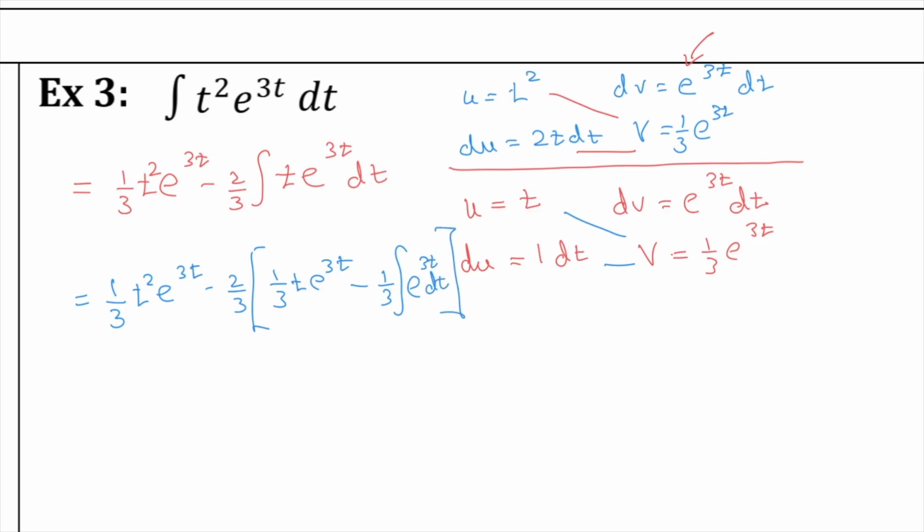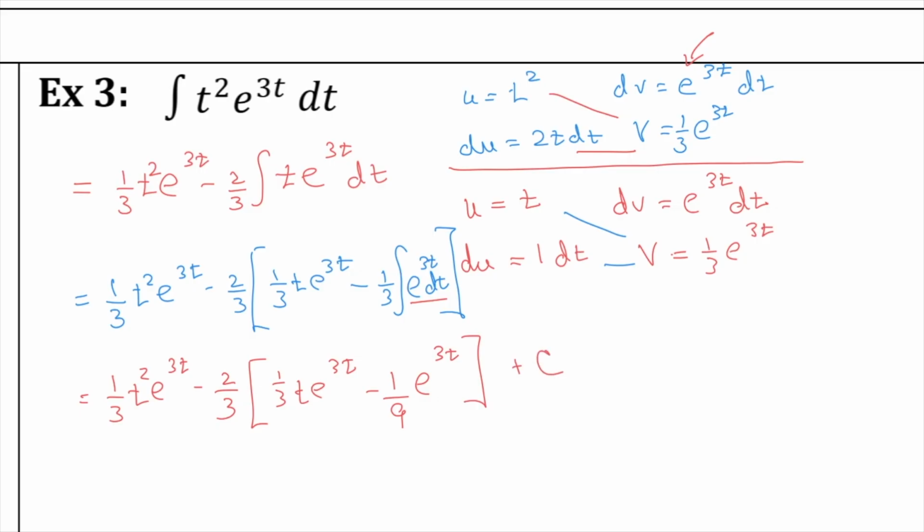So we're not finished yet, but that's okay. We just have e to the 3t to deal with, and we'll end up with 1/3 t squared e to the 3t minus our 2/3, 1/3 t e to the 3t minus 1/9 e to the 3t, and don't forget to add your plus c.